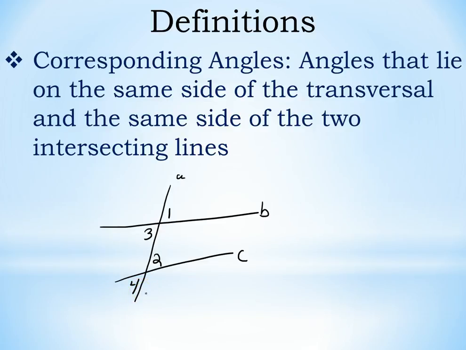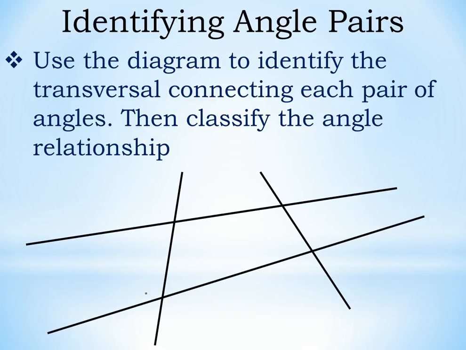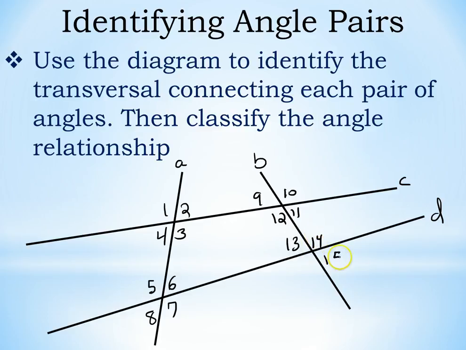In order to use this information, we'll identify different angle pairs based off this diagram right here. So let me fill it in. We have our lines A, B, C, and D. Our angles are 1 through 16. So if you have to pause the video to draw this diagram, make sure you do so, because we're going to use this on the next page to go over different concepts.